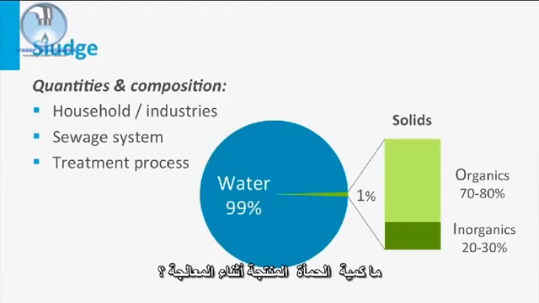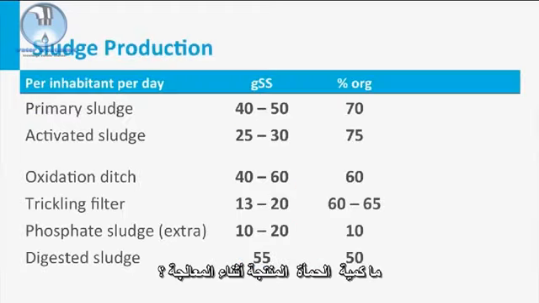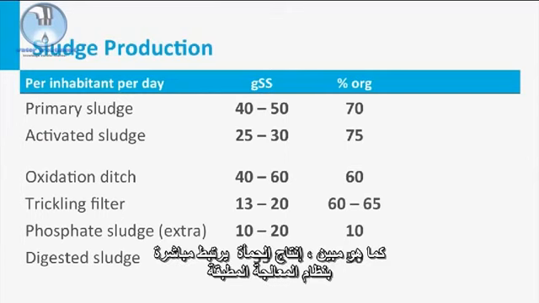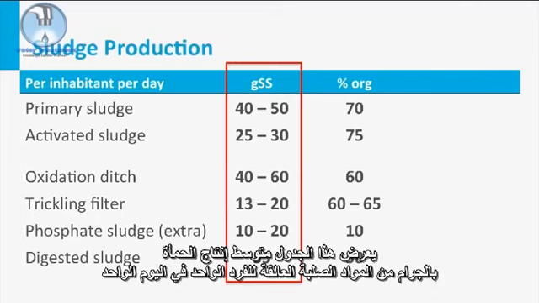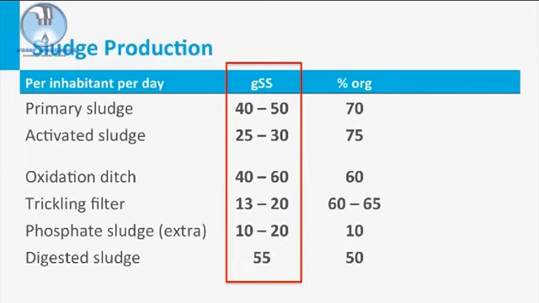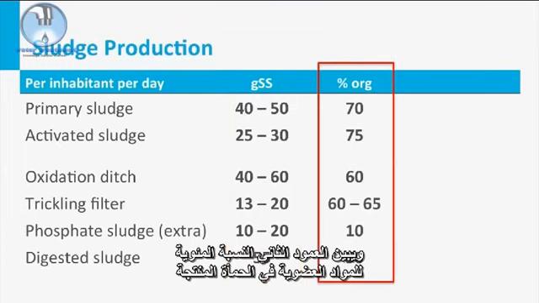How much sludge is produced during treatment? As indicated, sludge production is directly linked to the treatment system applied. This table presents average sludge production values in grams suspended solids per inhabitant per day. The second column shows the percentage of organic matter in the produced sludge.